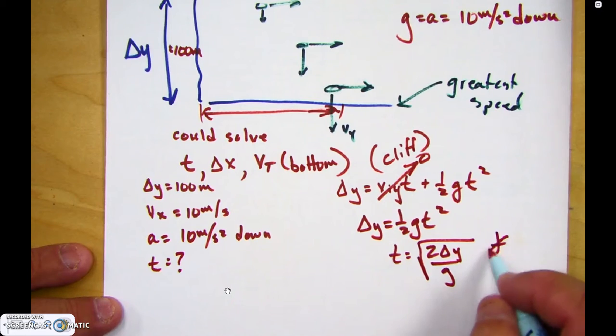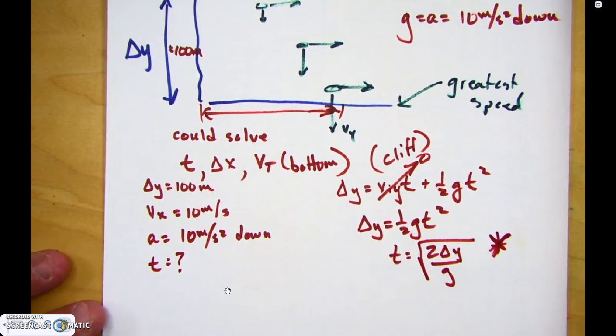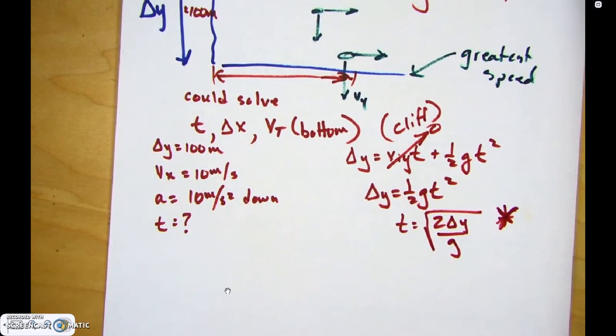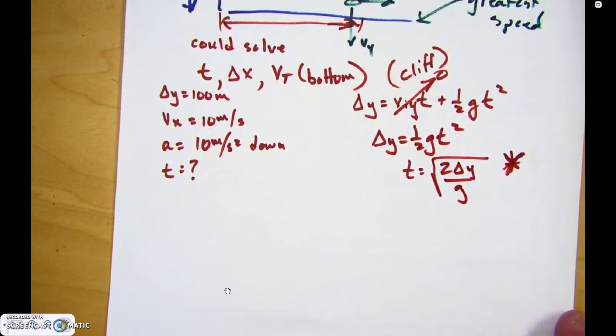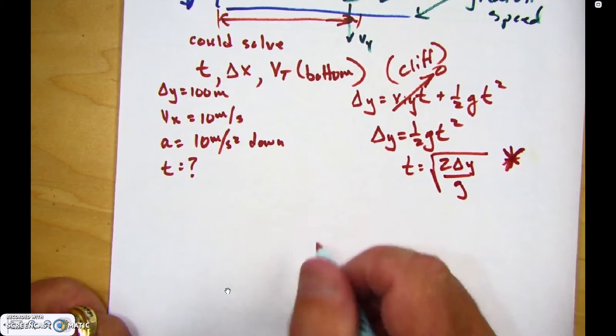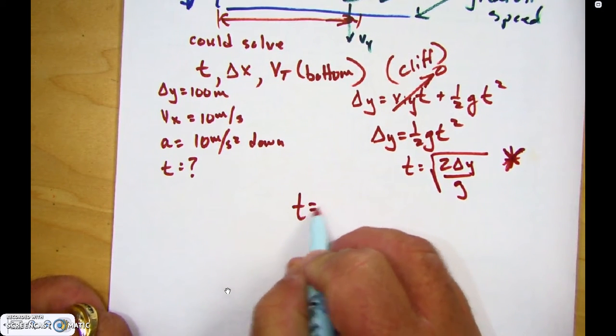This is almost important enough to be an extra equation, because what it does is it gives you the time it takes any object to fall. It doesn't just have to be a cliff problem. It could be something falling straight down. So now let's plug and chug and get an answer.